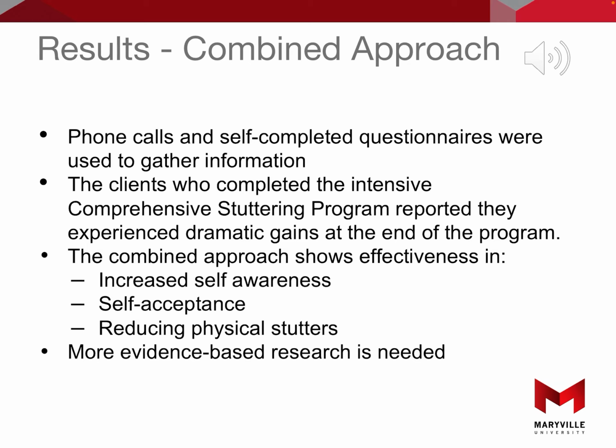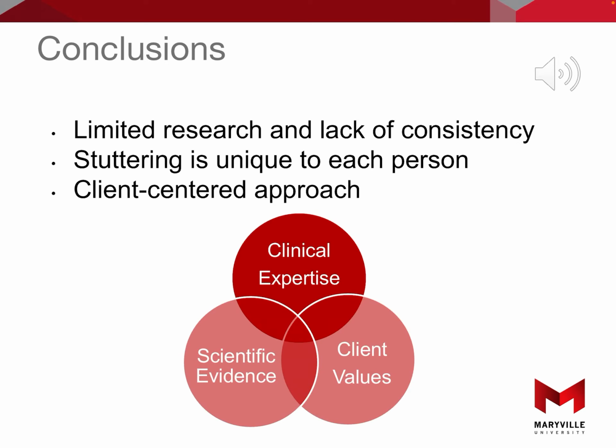The participants reported increased self-awareness, self-acceptance, and a reduction in their physical stutter. The participants were also rated on their percent of syllables stuttered pre- and post-treatment. The research was inconsistent if the combined approach significantly reduced the percent of syllables stuttered. While a combined approach to treating stuttering has been shown to be mildly effective regarding these outcomes, not enough evidence-based research is available to use a combined approach as a sole treatment approach for stuttering.